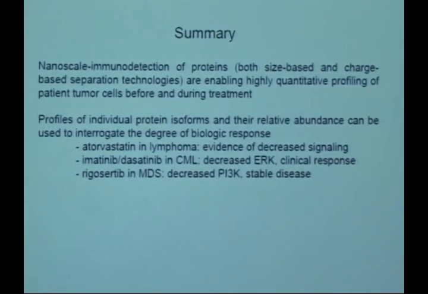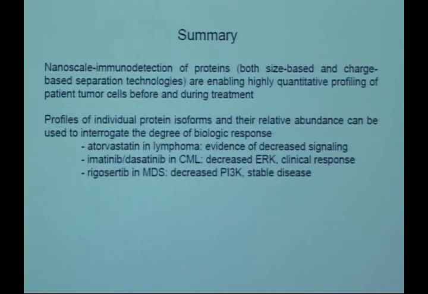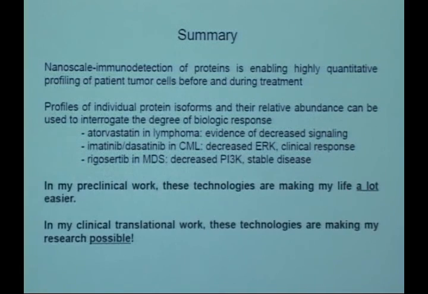Basically what I've said is that immunodetection of proteins, I didn't show you size-based, but we can do it with size-based and charge-based, are enabling highly quantitative profiling of patient tumor cells before and during treatment. And I've shown you examples in cancer, but you can easily imagine how this could be done with different immune cells that you've sorted and things like that, or stem cells, or lots of different applications. Profiles of individual protein isoforms and their relative abundance can be used to interrogate the degree of biologic response. I'll give you an example of atorvastatin in lymphoma, imatinib in CML, rigosertib in MDS.